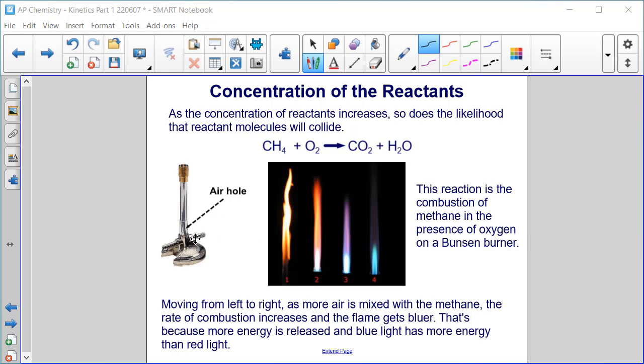So in this case of the Bunsen burner, there's a way to adjust the amount of air being introduced through this air hole. And as more air is introduced, the concentration of this reactant, oxygen, increases, which increases the rate at which this reaction occurs. That's demonstrated by the increased release of energy in the form of light. So we see a darker color of light.